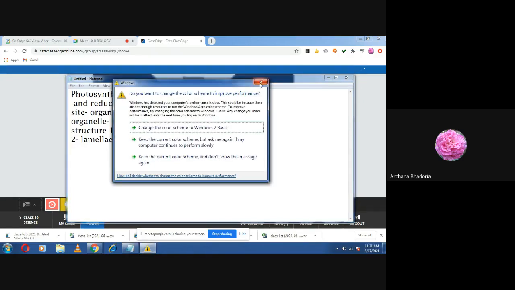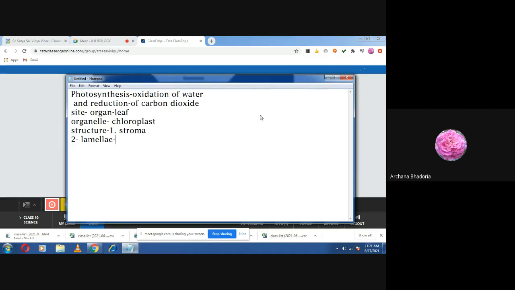So you can write down the lamellae. We find two types. What are those two types of lamellae quickly? Grana lamellae and stroma lamellae. Correct.